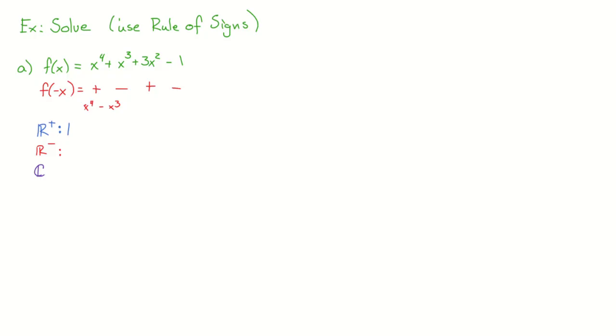We don't actually have to find f of negative x. I just need to be able to think about what happens with the coefficients. If it's an even power, it stays the same. So whatever the sign was, it would be the same. If it's an odd power, we just change it.